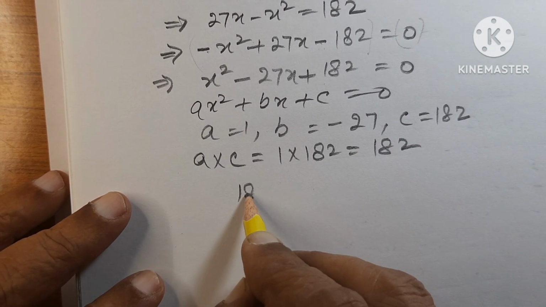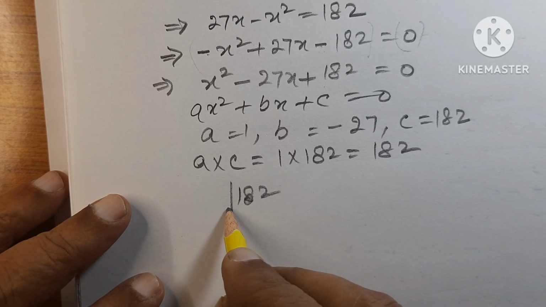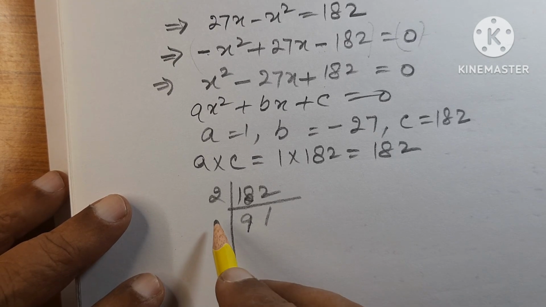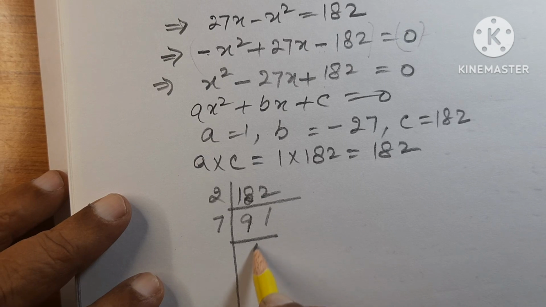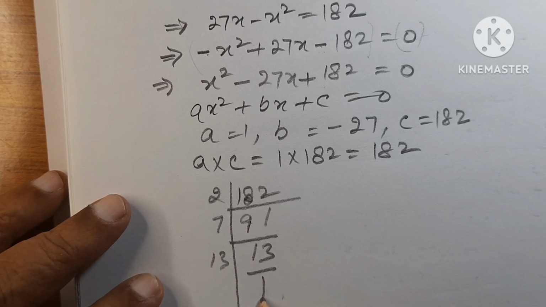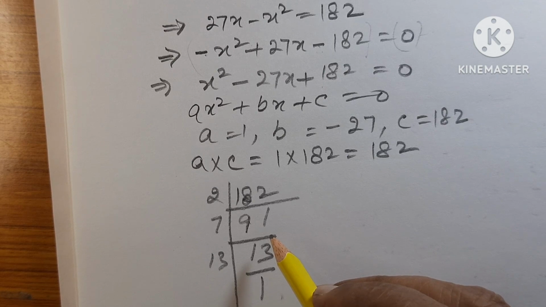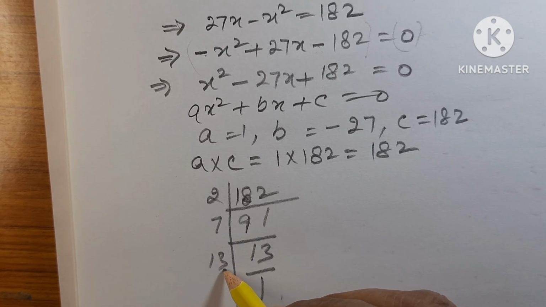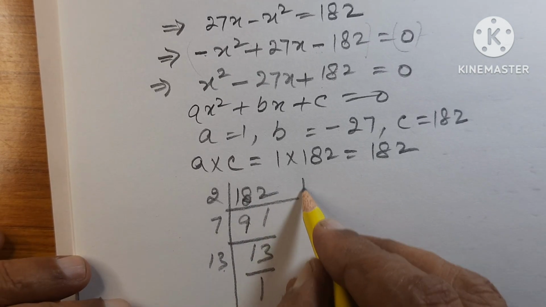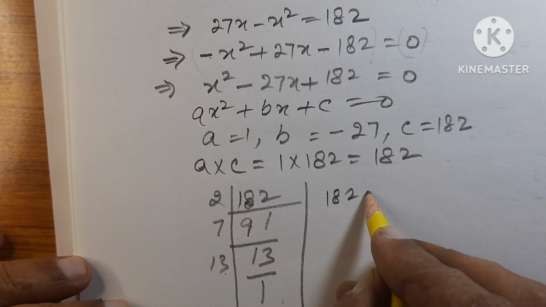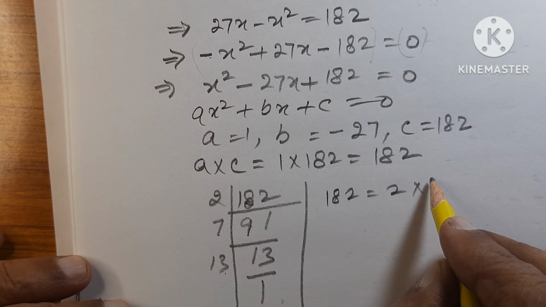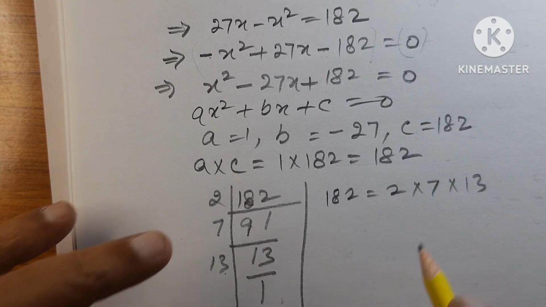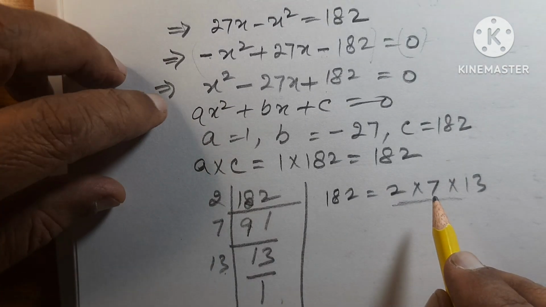Now find the factors of 182. It will go by 2, 2 times 91 is 182. So it will go by 7, 13 times 7 is 91. There is no other factor of 91 except 7 and 13. This thing you keep in mind. That means 182 is equal to 2 into 7 into 13.